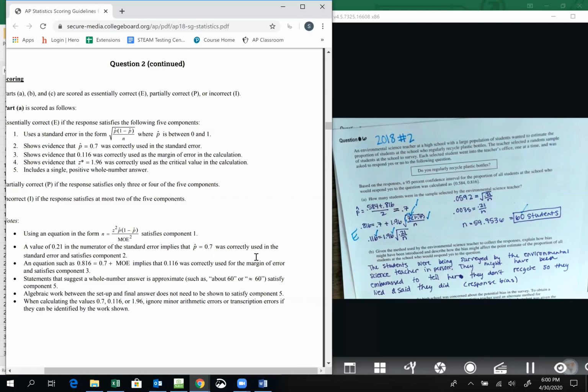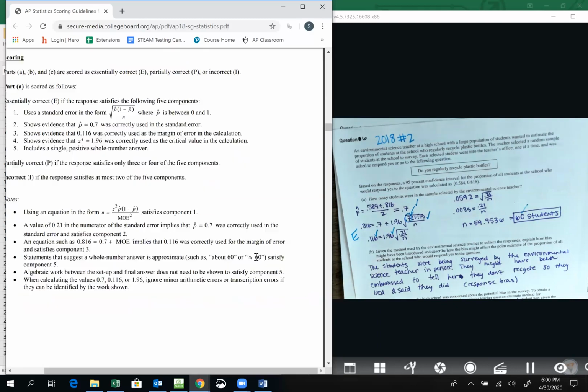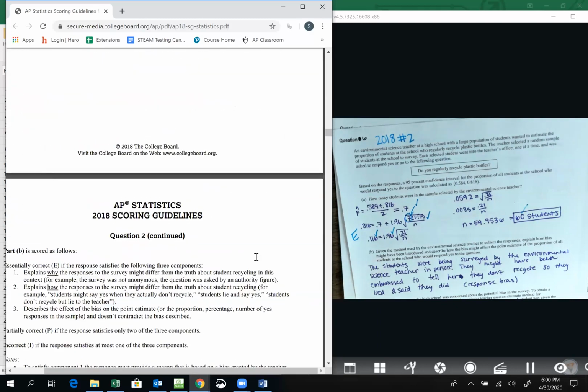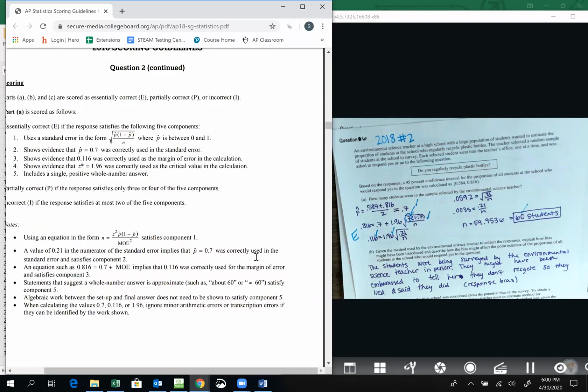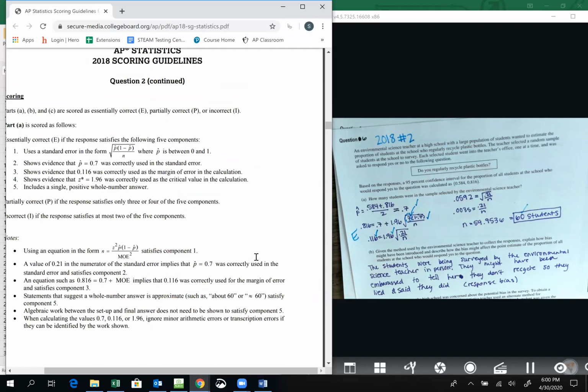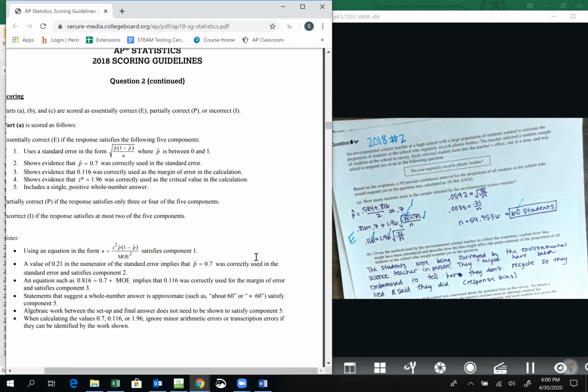When calculating the values of 0.7, 0.116, or 1.96, ignore minor arithmetic errors or transcription errors if they can be identified by the workshop. So I'm not sure if your final answer has to be consistent, but it doesn't say it does. So I assume that we're good as long as we have all the setup correct and an integer final answer that's positive and whole number and greater than 1.